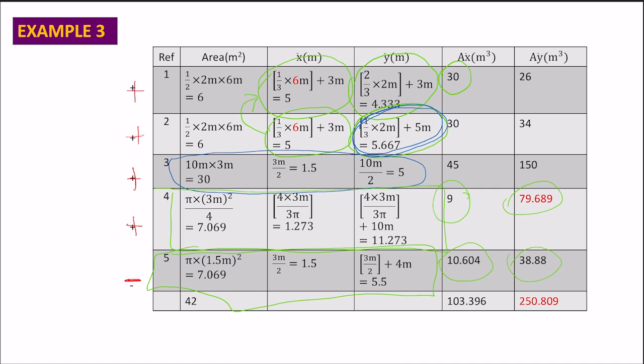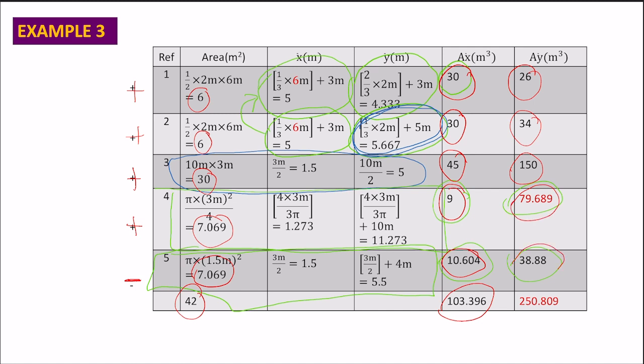So you ambil the area, tambah, minus. You get 42. And for the AX bar pun sama, tambah, minus. This is the value. And 26 plus 34 plus 150 plus this one minus 38.88. You will get 250.809.